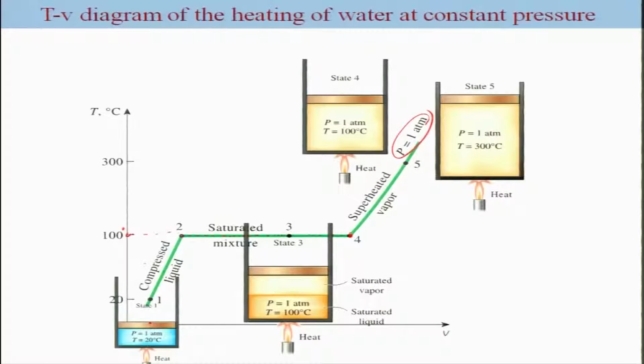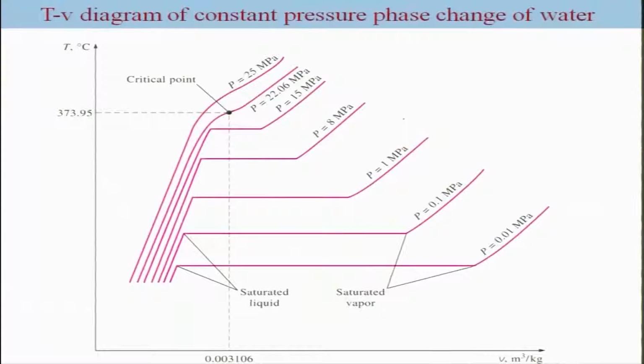So for different pressures, you will get curves like this, and so forth. We can represent this in this plot. Again, this is a TV plot of water at different pressures, and what we observe is this is the compressed liquid region, this is your saturated liquid-vapor region, and this is your superheated region.